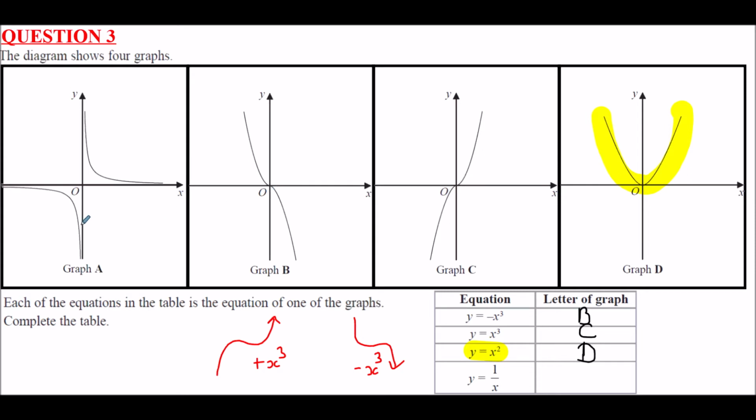Finally, the final one is what's known as a reciprocal graph, a graph of 1 over x. It goes really, really high up and never quite touches the y-axis, and likewise goes really close to the x-axis but never quite touches. That's this graph here. Therefore, the final one to match is A. So B, C, D, and A.